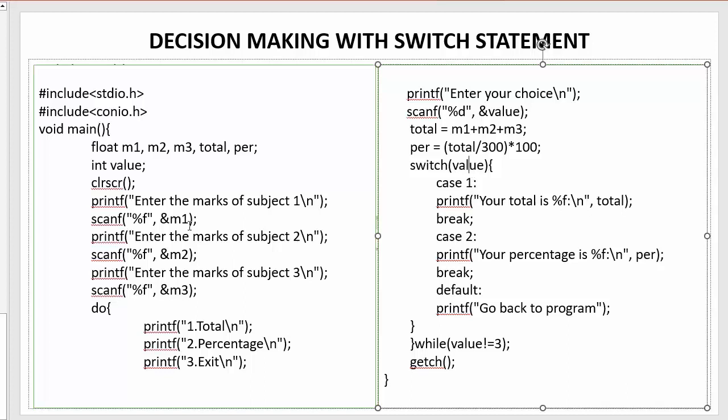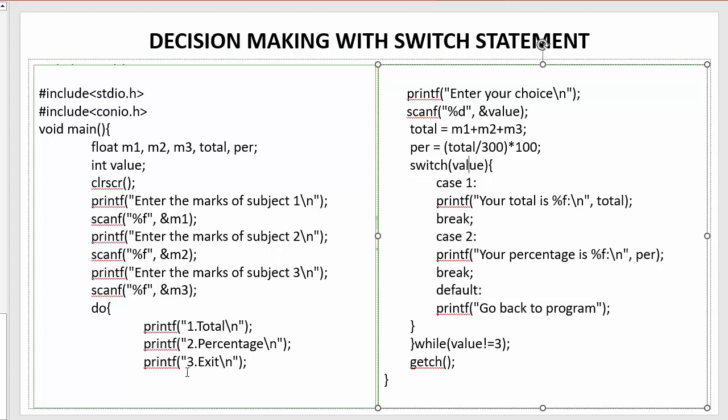Suppose the user has entered 2, that means the user wants to see the percentage. Then the value variable will hold the value 2. That 2 didn't get matched with case 1, but 2 will get matched with case 2. Since the user has entered 2 to see the percentage, the percentage gets displayed.